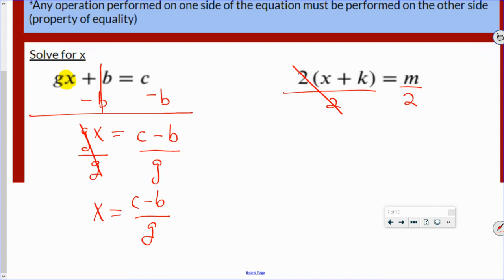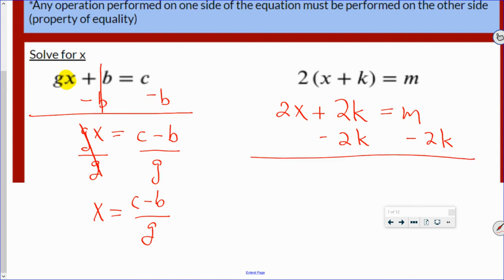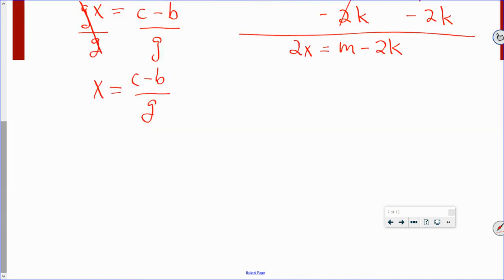But I like what you said. I'm going to do what you said, which was to distribute. And then my next step would be to subtract 2k from both sides. And when I do that, inverses will cancel each other. We got 2x is equal to m minus 2k. And I know at this point now I need to divide by 2.